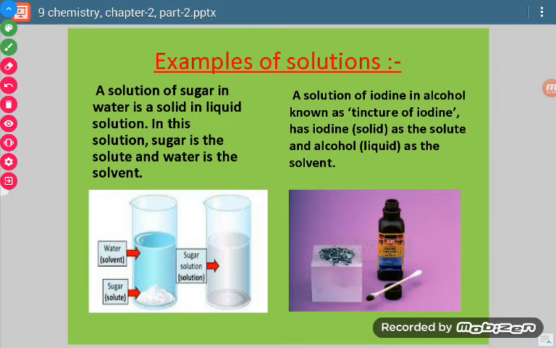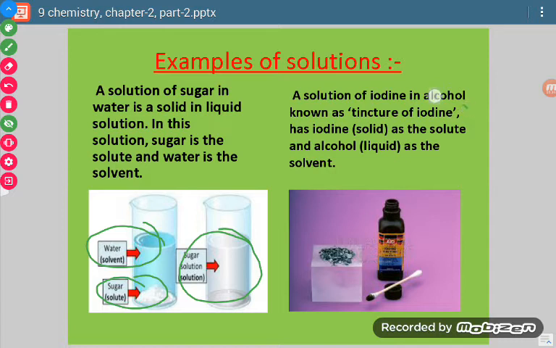Very first example, water. When we take water in a glass and we put 1 or 2 spoons of sugar, then sugar becomes solute, water becomes solvent, and whatever is obtained after mixing it is a homogeneous mixture, so it is a solution.